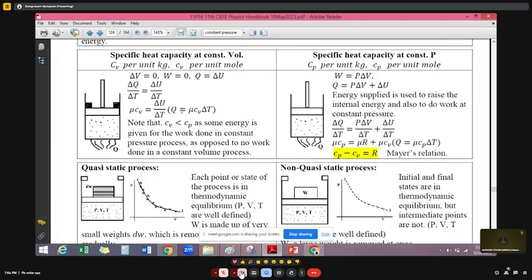Constant volume means Q will be taken as mu Cv delta T. Constant pressure process means Q will be taken as mu Cp delta T. I think I have not given it here. Oh, it's here. Yeah.